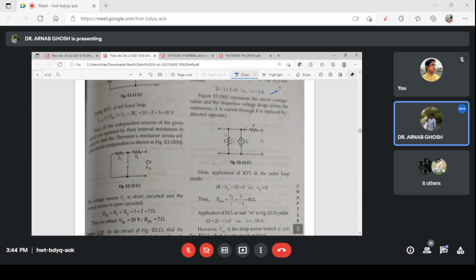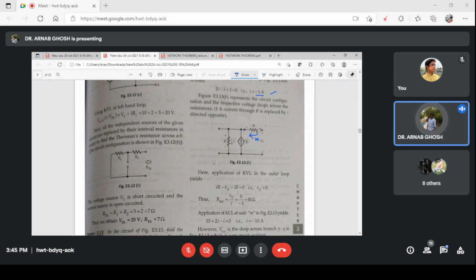Okay, so if I is equal to minus 1 ampere, what does this direction mean? I considered the current through this R to be 1 ampere. So your small i equals minus 1 ampere. Therefore, I will be flowing in this direction.